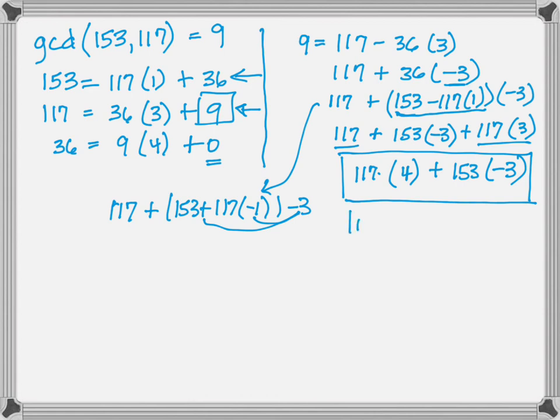So this is the linear equation for the GCD of 117 and 153.